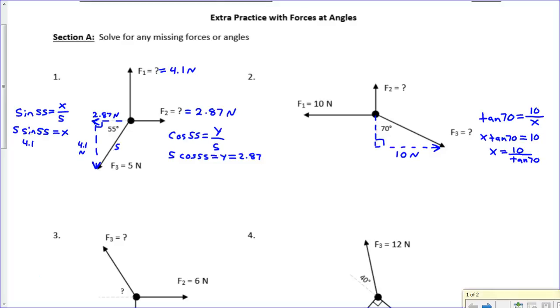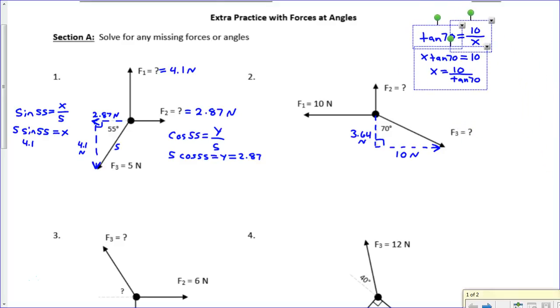All right, which gives us a value of 3.64. So this side is 3.64 newtons. Now, there are a couple ways that you can find the hypotenuse. One way is that you can use the Pythagorean theorem. Another way is by using another trig function. In this case, the best thing to use would probably be sine of 70 because we were more confident about that 10. Either way is fine. I'm going to go ahead and use the sine method because I think it's a little bit better.